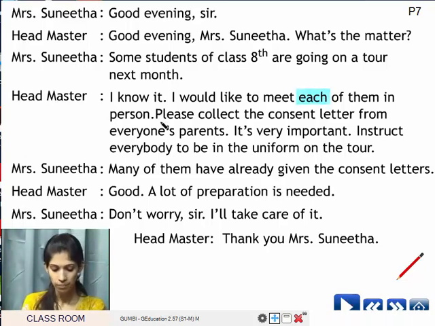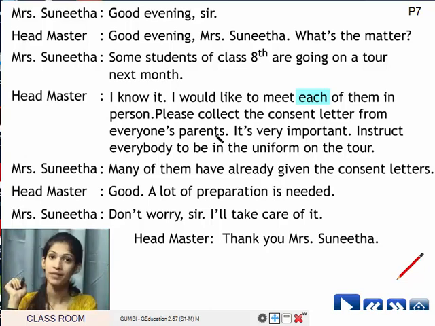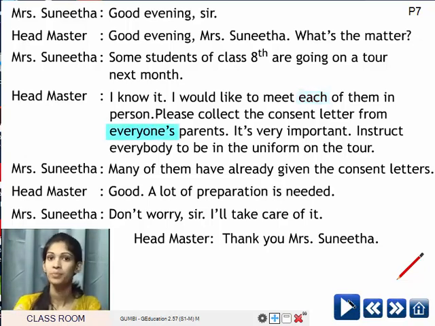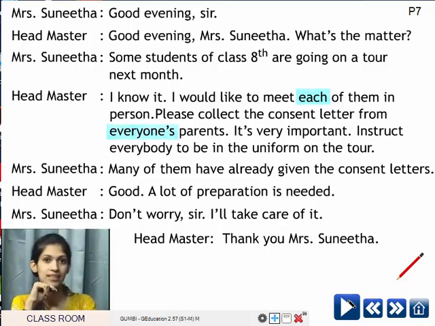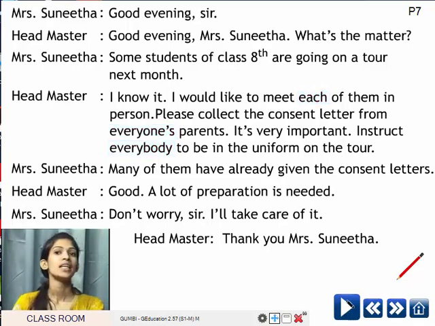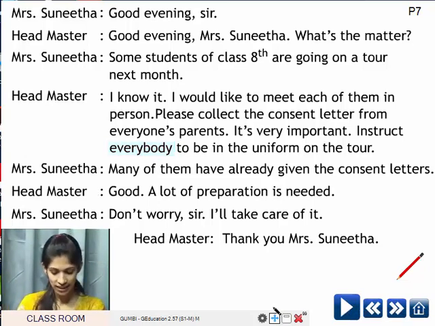Next is, please collect the consent letter from everyone. Determiner in this sentence. Very nice. Every is the determiner. So here everyone is the determiner. Next is, it's very important. Instruct everybody to be in the uniform on the tour. So, are there any determiners in this? Yes. Which are they? Good. One is everybody and another one is, yes, the. So here the determiner, everybody is also a determiner.